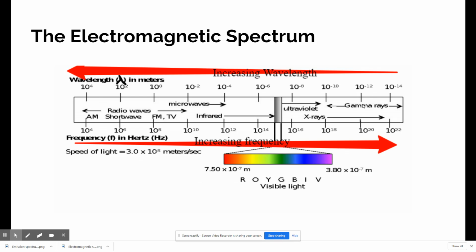And all of these frequencies and wavelengths of the electromagnetic spectrum travel at the speed of light, which is a constant 3 times 10 to the 8th meters per second.